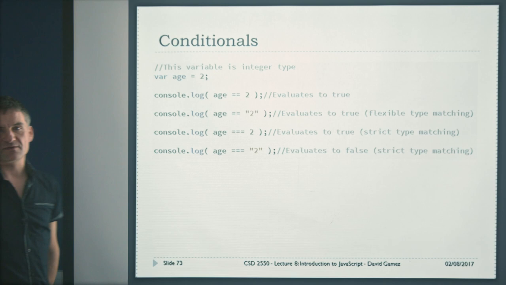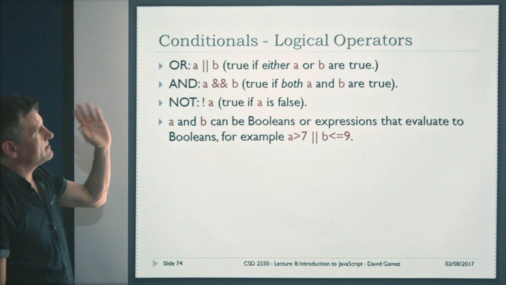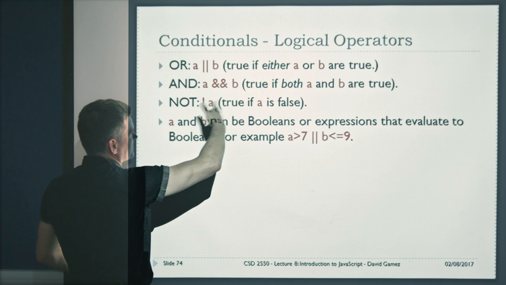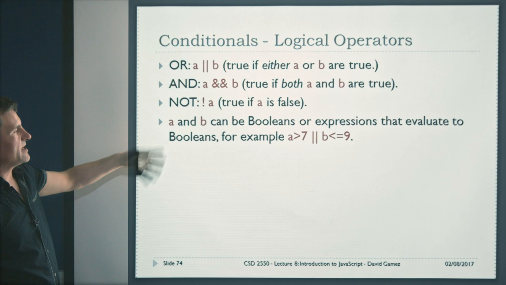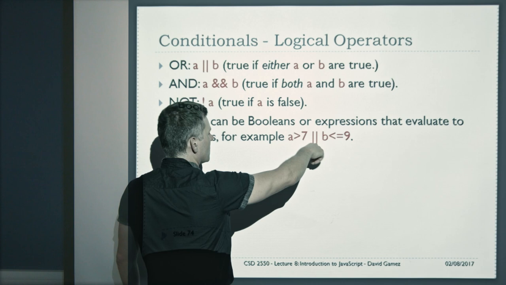We've also got logical operators. So A || B is true if either A or B is true, and A && B is true if both A and B are true. !A is true if A is false. A and B can be Booleans or expressions that evaluate to Booleans. So we can say A is greater than 7 or B is less than or equal to 9, for example.